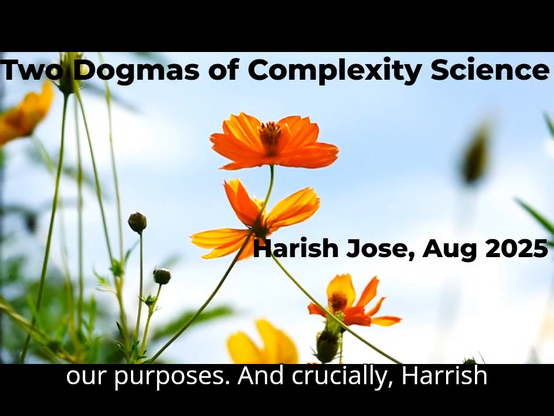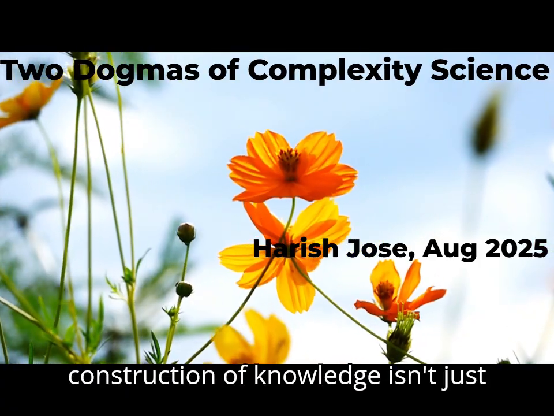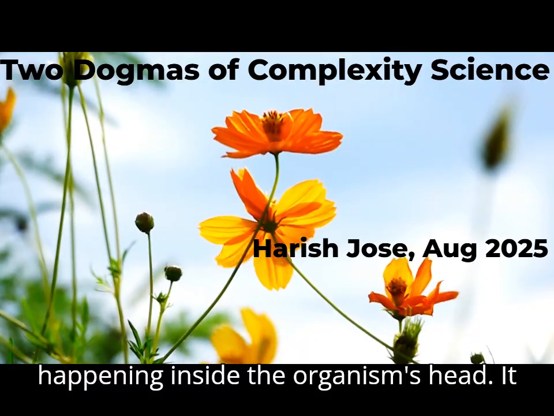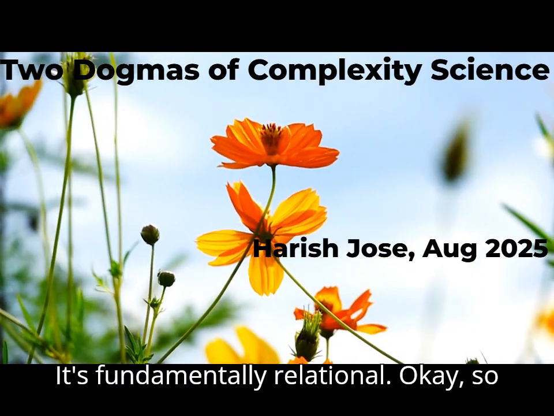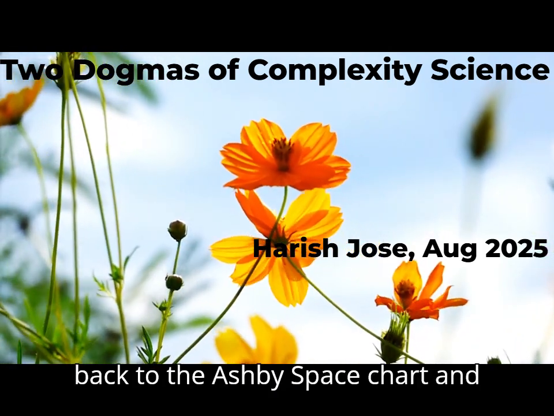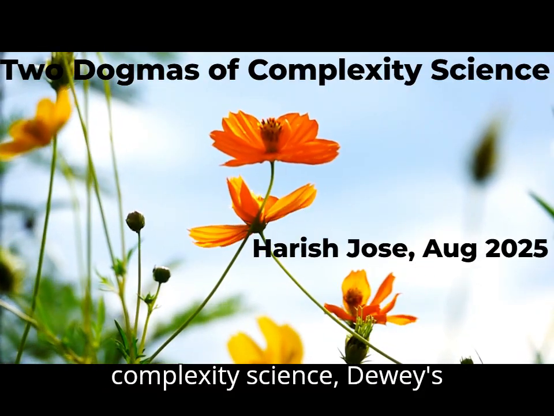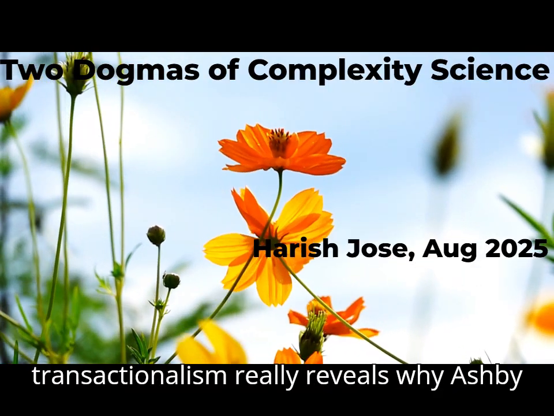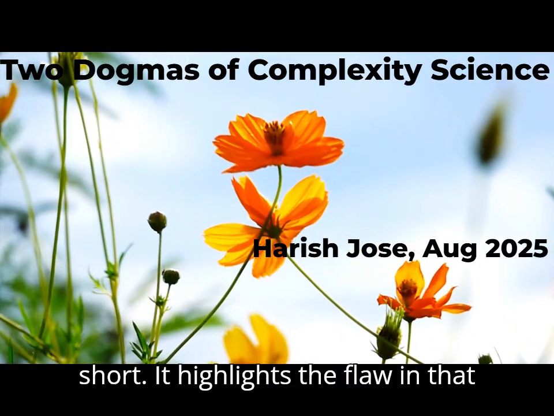And crucially, Harris emphasizes, echoing Dewey, this construction of knowledge isn't just happening inside the organism's head. It concerns the process all the way around. It's fundamentally relational. Okay, so how does this transactional view apply back to the Ashby space chart and complexity science? Well, applied to complexity science, Dewey's transactionalism really reveals why Ashby space, when used conventionally, falls short. It highlights the flaw in that first dogma.